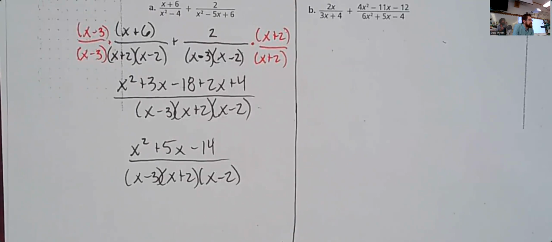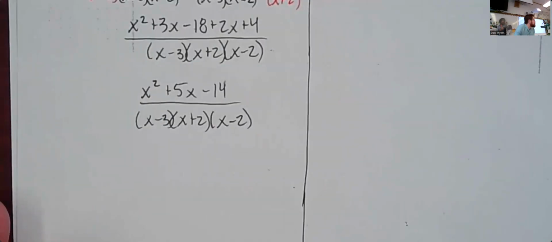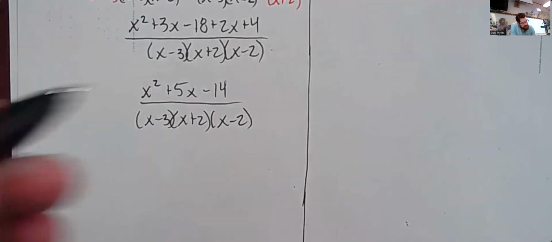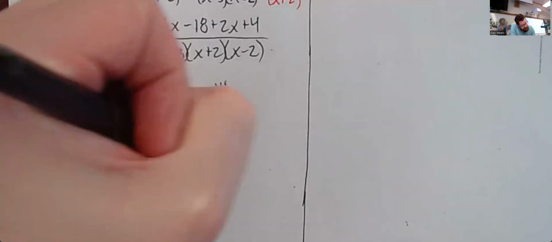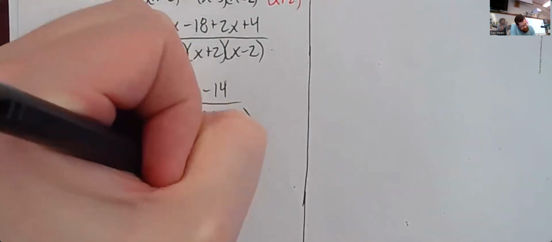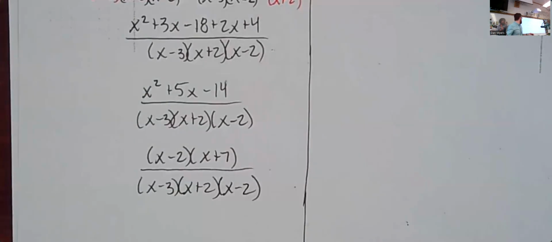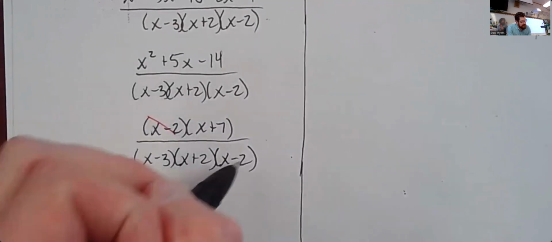All right. Do we factor the numerator? If so, what does it factor to? 7 and 2, which both positive, both negative, one of each? Good, negative 2 and positive 7. So x minus 2 times x plus 7 over x minus 3 times x plus 2 times x minus 2. We got a common binomial on the numerator and the denominator that we can cancel out. x minus 2's will cancel.